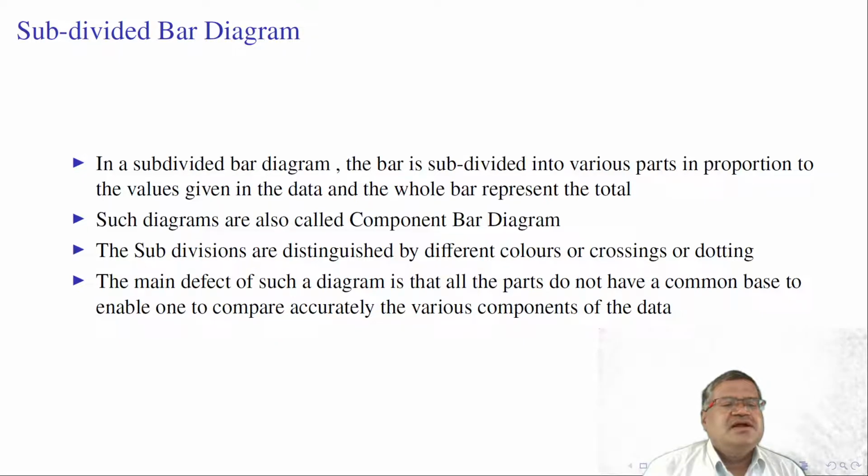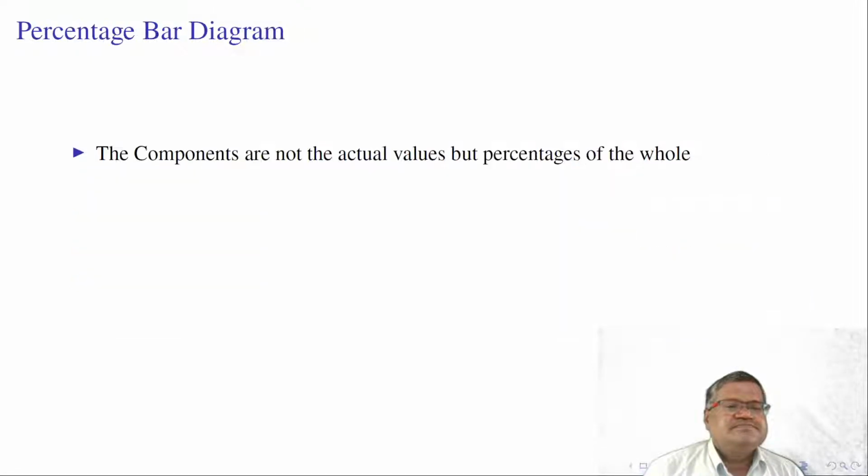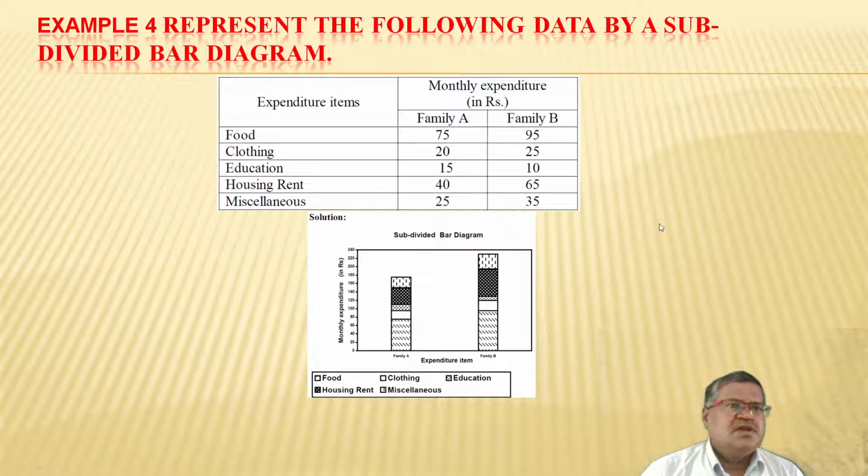The main defect of such a diagram is that all the parts do not have a common base to enable one to compare accurately the various components of the data. The components are in different forms. We cannot immediately compare the components. Represent the following data by a subdivided bar diagram.